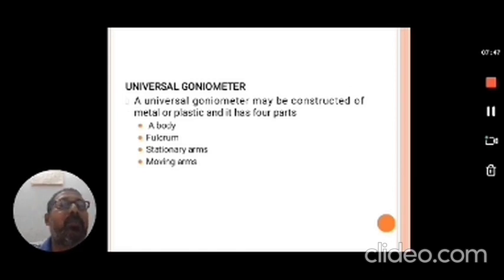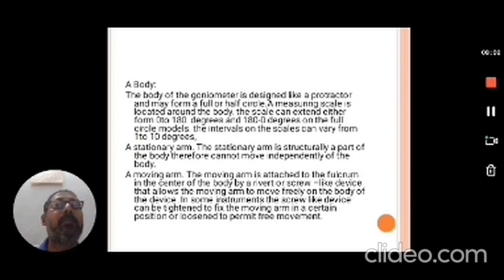The universal goniometer is the one used in the majority of places. The universal goniometer actually has four parts which I told you earlier: the body, a fulcrum, a stationary arm, and the moving arm. The body is made of a protractor, which could be a full circle or a half circle, of 180 degrees or 360 degrees, starting from 0 with 10 degree intervals. The stationary arm is the structural part attached to the body, which will not move; it is completely attached.